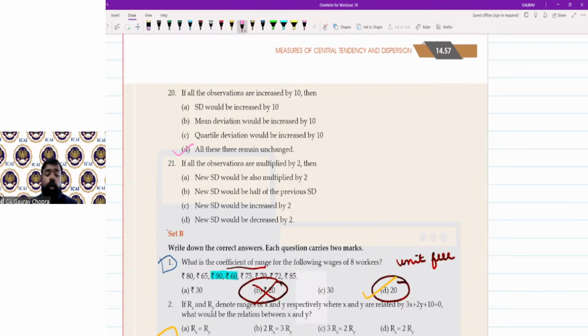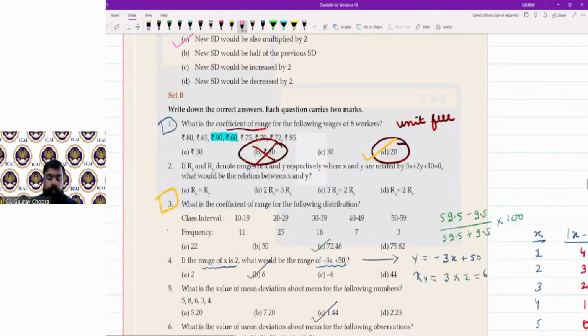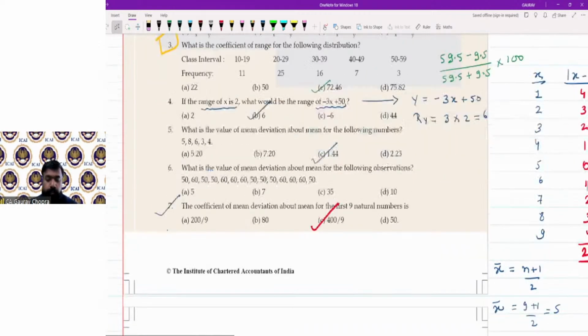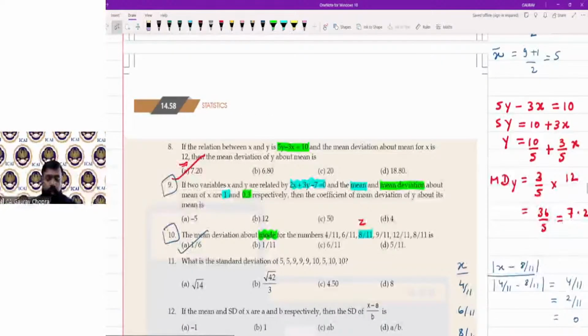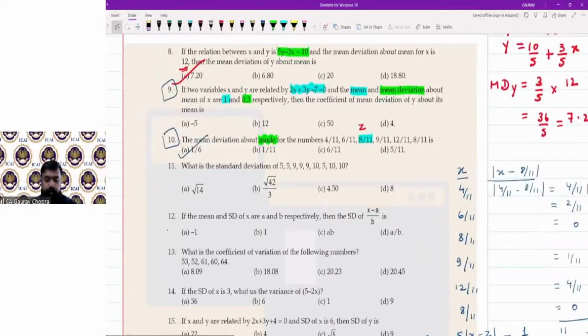21. If all observations are multiplied by 2, so this time it is change of scale, multiplication by 2. So whenever it is change of scale, it will affect the measures of dispersion. So result will be new standard deviation will also be multiplied by 2. Option number A. Okay. So this we have done.